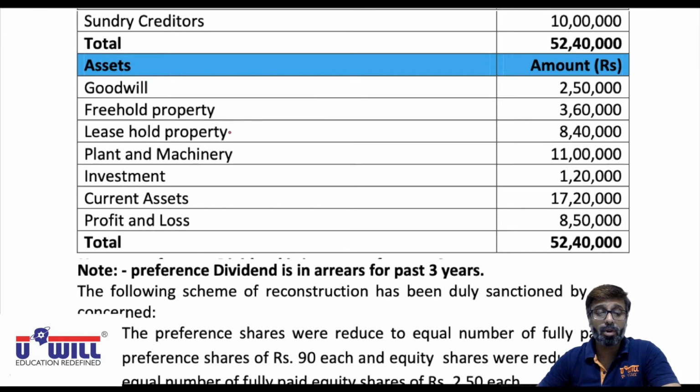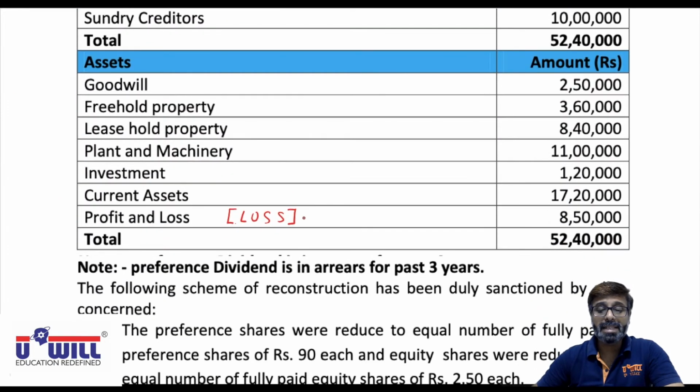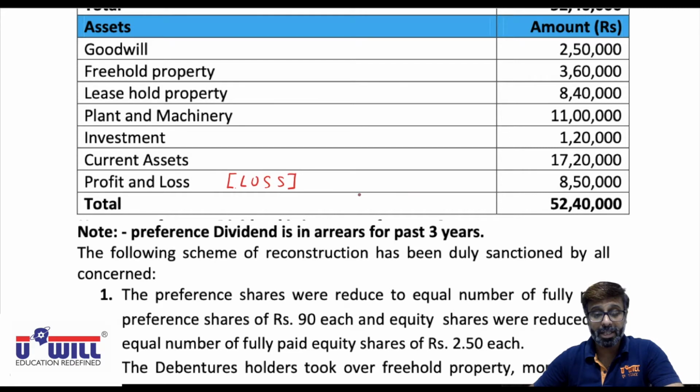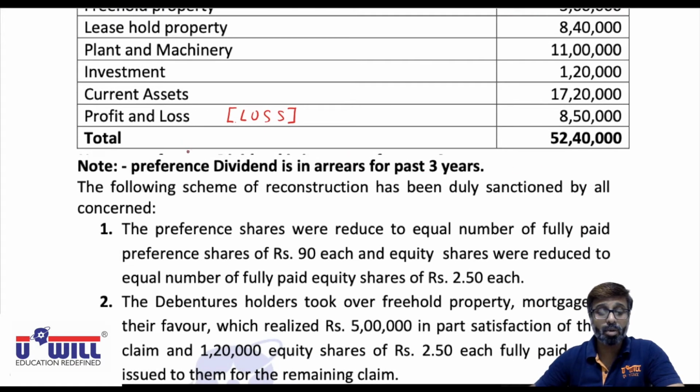Asset side we have goodwill, freehold property, leasehold property, plant and machinery, investments, current assets. And this profit and loss on the asset side means it's a loss. We have done it earlier also. Now as per the 2013 Companies Act, it has to be given in reserves and surplus itself as a negative figure. Before 2013, the loss was shown on the asset side and profit was shown on the liabilities side. So asset side means it's a loss of 8,50,000. Total 52,40,000. Note, preference dividend is in arrears for past 3 years. That is a contingent liability. Okay, arrears of preference dividend is a contingent liability.